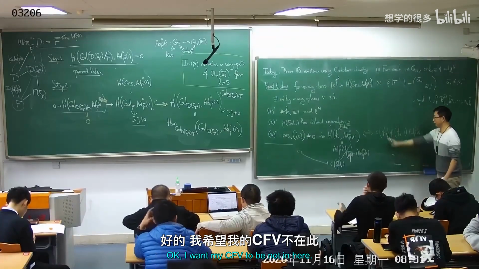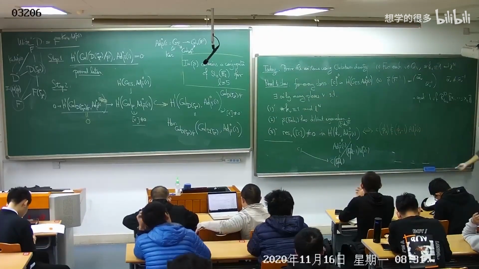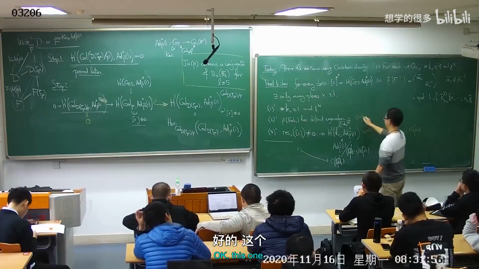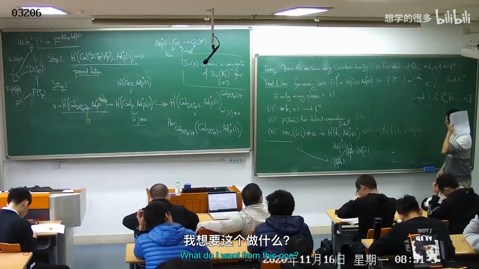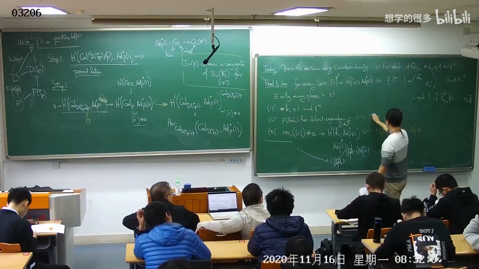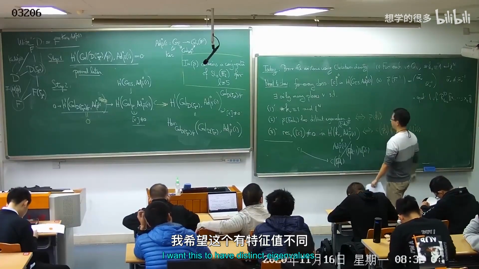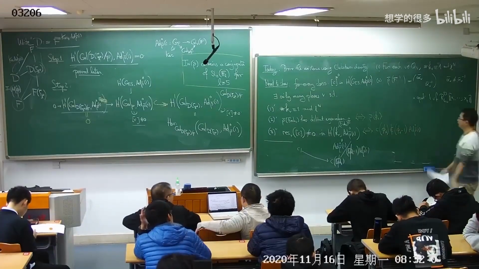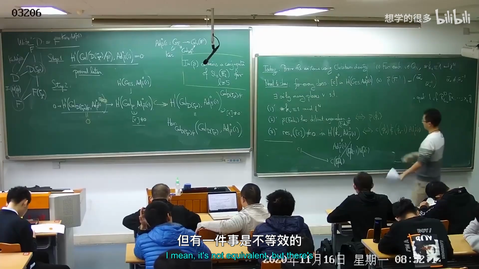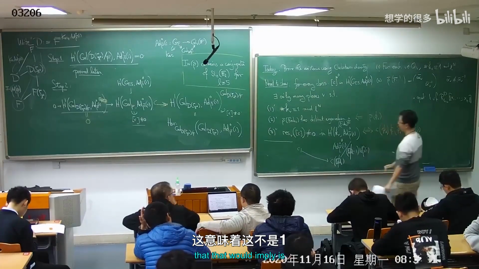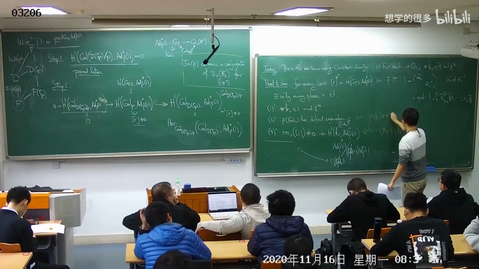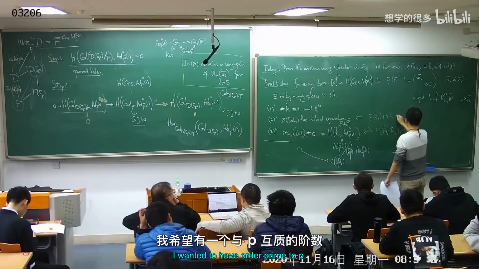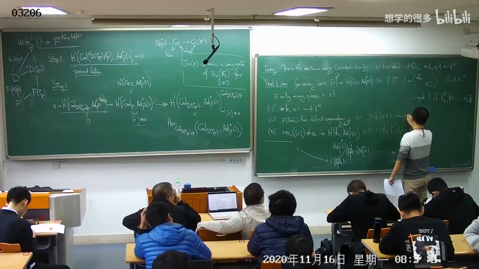Okay, I want my CVV to be not in here. Okay, this one. What do I want from this one? Okay, I want this to have distinct eigenvalues. That's basically, it's not equivalent, but there's one thing that will imply that this is not 1. I mean, the two eigenvalues are 1 and 1. I wanted to have order prime to L.